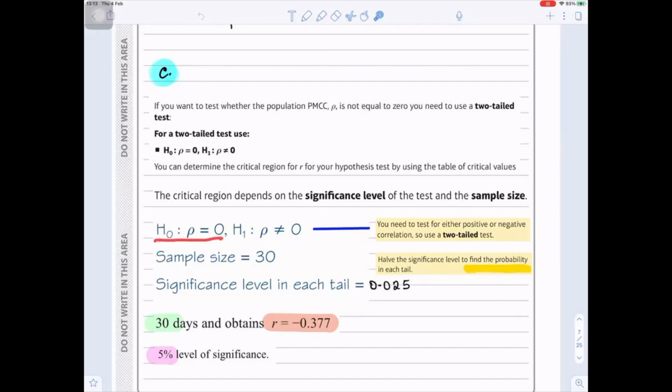So null hypothesis rho is equal to 0, alternative hypothesis rho is not equal to 0. You need to test for either positive or negative correlation, so use a two-tailed test. Sample size is 30. Halve the significance level to find the probability in each tail. So significance level in each tail is 0.025, which you have for 30 days, and obtain r is minus 0.377, 5% level of significance.